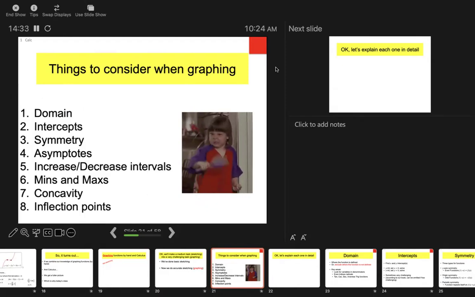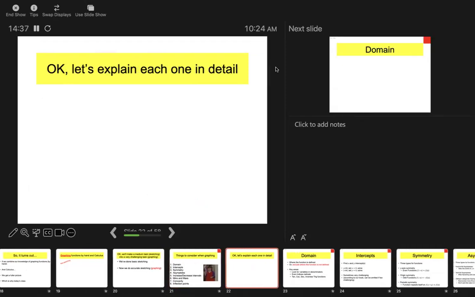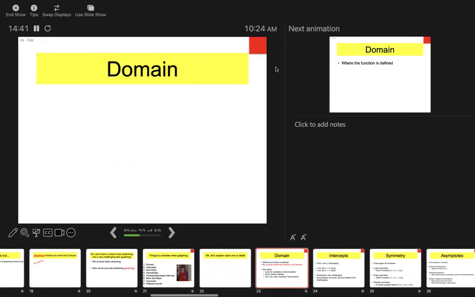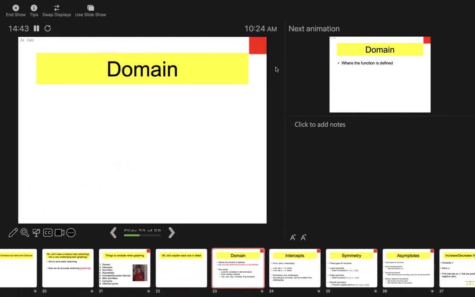All right, you got them all written down? Ready to go? So we'll explain the key parts here in detail. How do we find domain? This will be box 2. How do we find domain, Matt? How do we find the domain? Nick, you remember how to find domains? No. Abby?